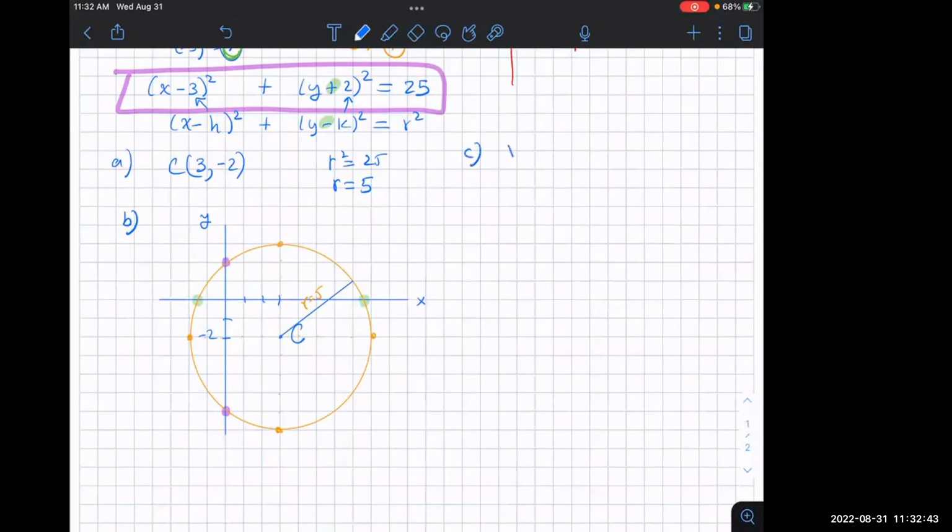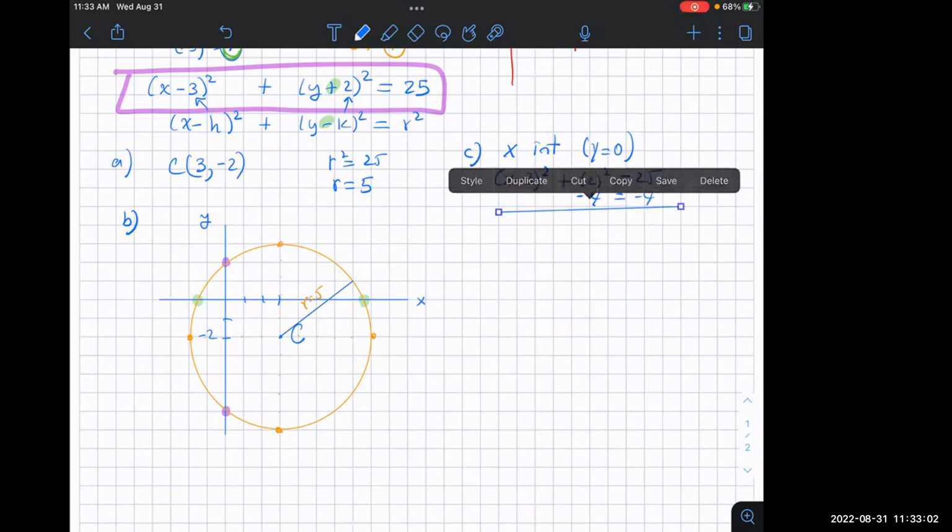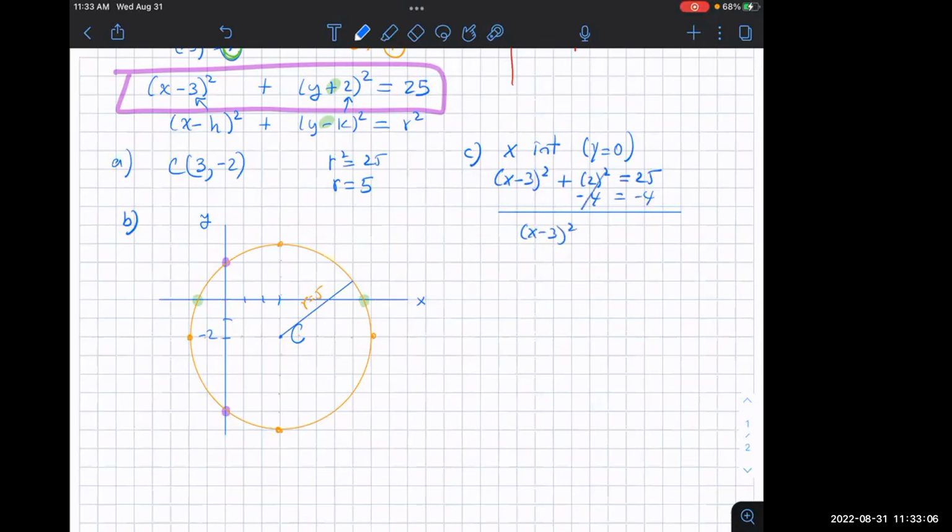Okay, so x-intercept, you set y equals 0. So I get x minus 3 squared plus 0 plus 2, so that's 2 squared equals 25. So that's a 4. So subtract 4 on both sides. So we get x minus 3 squared equals 21.